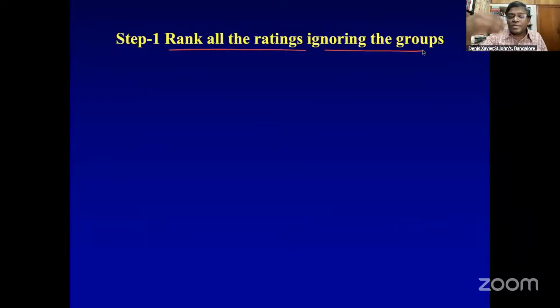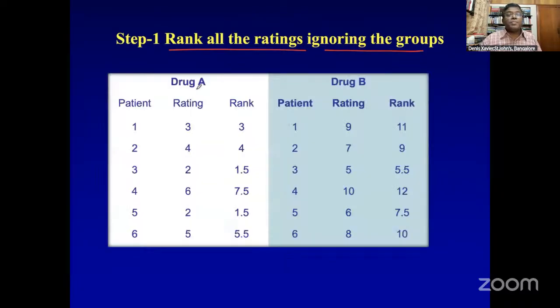So as always, I'm taking you behind the scenes to tell you how this works. So remember, this is drug A, and this is drug B. Okay, so patient 1, 2, 3, 4, 5, 6, patient 1, 2, 3, 4, 5, 6. This is the rating. This is the actual rating that you saw on the previous slide. Now we are going to rank it, ignoring the groups.